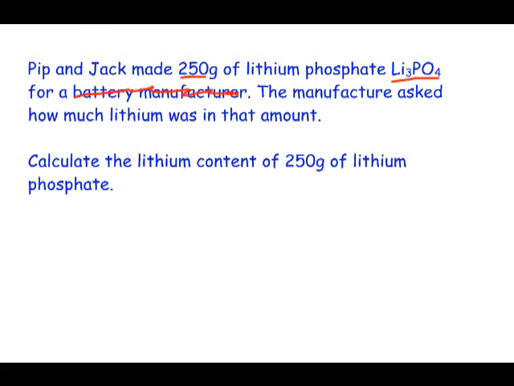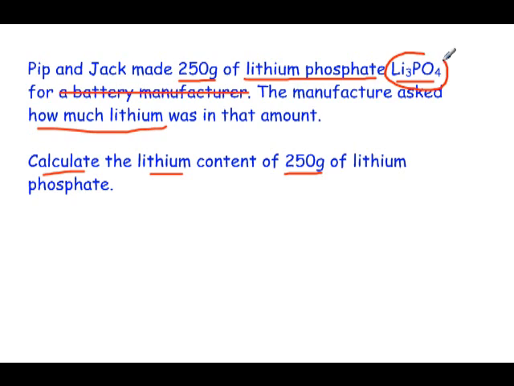Right, so clear this out for the moment. Here's a question on percentage composition then. Pip and Jack made 250 grams of lithium phosphate. So lithium phosphate, we've got the formula there. 250 grams they made for a battery manufacturer. Okay, that's just context, we're not worried about that. The manufacturer asked how much lithium was in that amount, so we're being asked to calculate the lithium content of 250 grams of lithium phosphate.